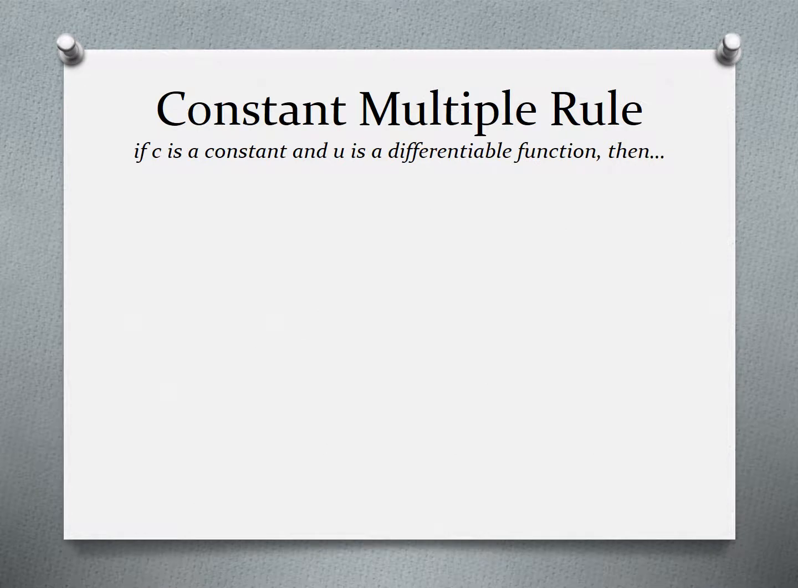So let us consider the constant multiple rule. It's different than the constant rule we looked at a moment ago. It says if c is a constant and u is differentiable, then we can do this. So remember, for this course, c can obviously be a constant.